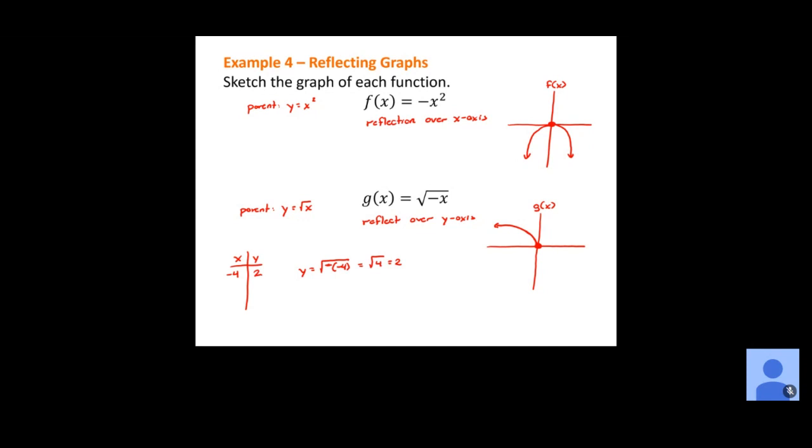Okay. If the negative was outside, it would reflect over the x-axis instead, right? So if this had been negative square root of x, this would be a reflection over the x-axis. Because in that case, the negative's in front of the entire function, right? And so that would give us that reflection over the x.